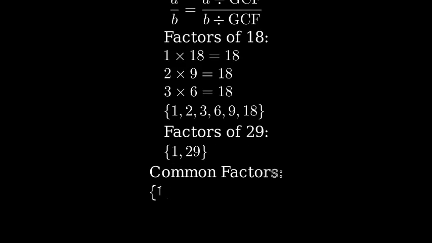To find the greatest common factor, we need to look at what factors these numbers share in common. Looking at our lists, we can see that 1 is the only number that appears in both lists. Therefore, the greatest common factor is 1.